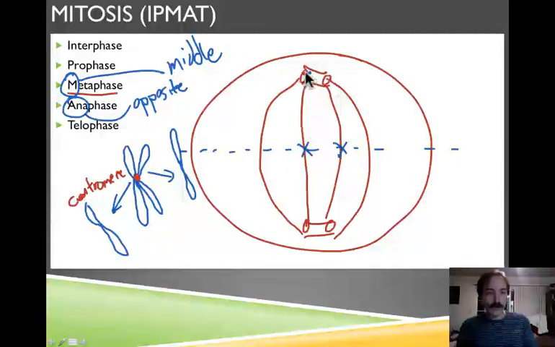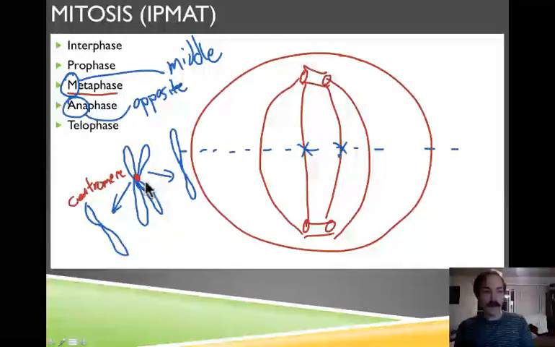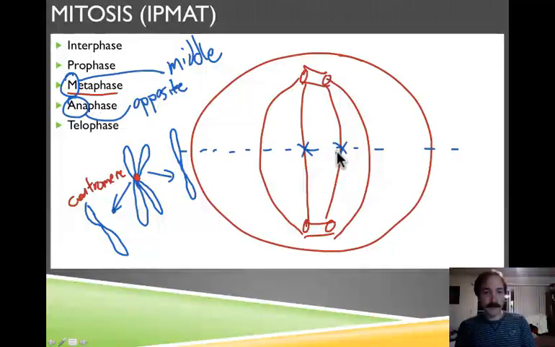Right now, this spindle apparatus has tugged these chromosomes to the midline. And you can think of it as a little tug-of-war. This line is being pulled in by this spindle, and this line is being pulled in by this spindle. Same thing over here. This is tugging in this direction, and on this side it's tugging in this direction. So at a certain point, when anaphase kicks in, your chromosomes will split.